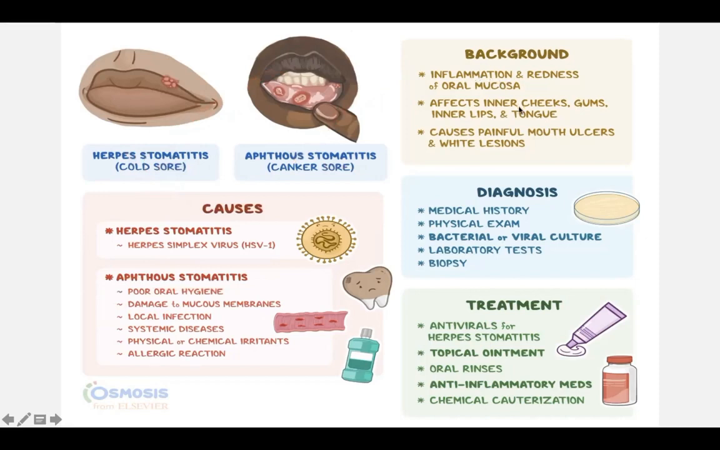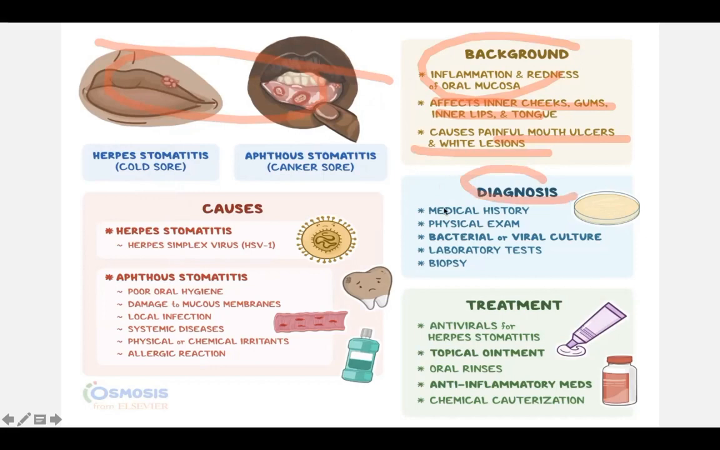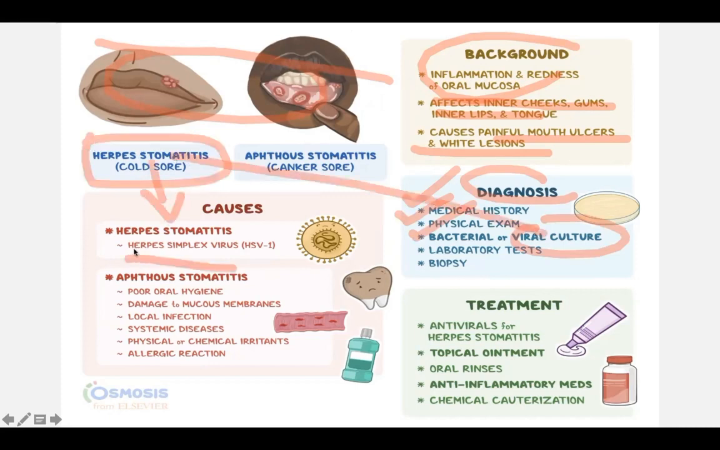And then in the background, we had inflammation and redness of oral mucosa. It affects the inner cheek, gums, and inner lips. Both have the same background and cause painful mouth ulcers and white lesions. Diagnosis is based on medical history, clinical picture, physical examination, bacterial and viral culture, because viral culture will give us confirmation of herpes stomatitis, as it is due to herpes simplex virus. So viral cytology, viral culture, and laboratory tests, for example biopsy, scraping, can help us to distinguish.